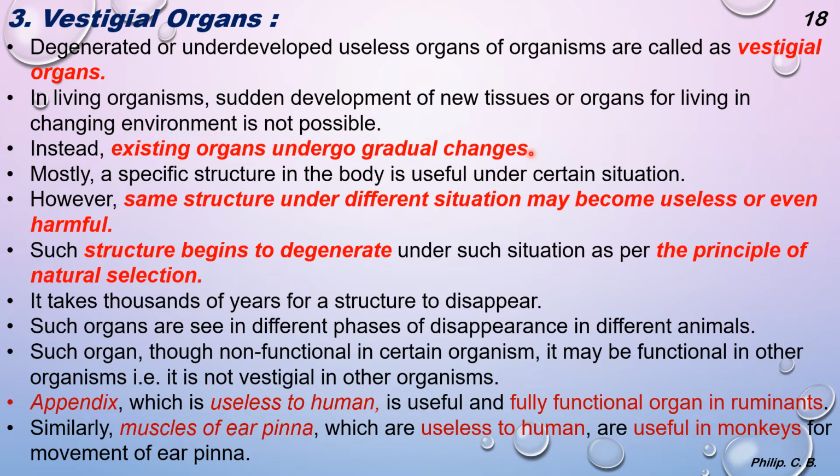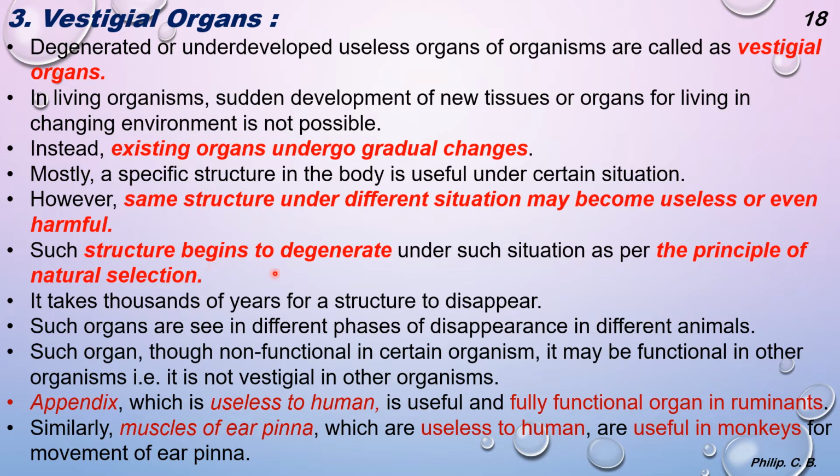So whatever organs were present earlier might not be useful now, and the organs which are present now are according to the need of the present climatic changes, present environment, present surroundings. So mostly a specific structure in the body is useful under certain situations. However, the same structure under a different situation may become useless or even harmful. So some others may be useless, or they can even be harmful, which we'll be learning further in the next slide. Which are the useful ones, harmful ones, or which are not useful.